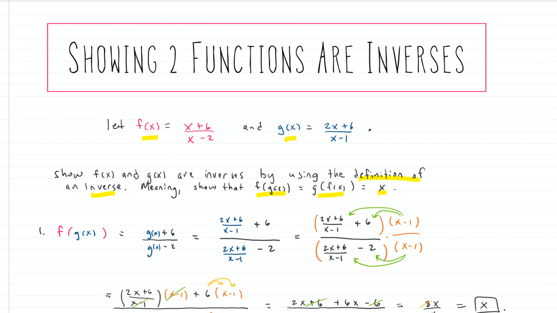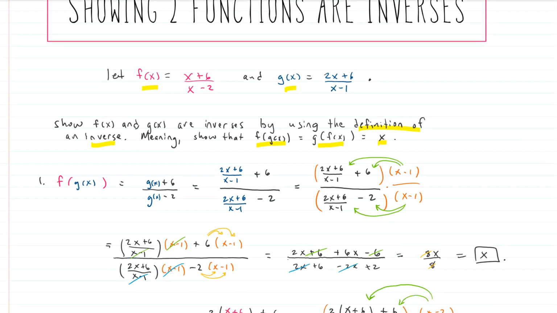And then we do the other option, which is g of f, so we put f into g, and we do the algebra, we simplify. We should just get x. If we do just get x in both of these instances, then we've shown that f and g are inverses. So let's start. Let's talk through this.